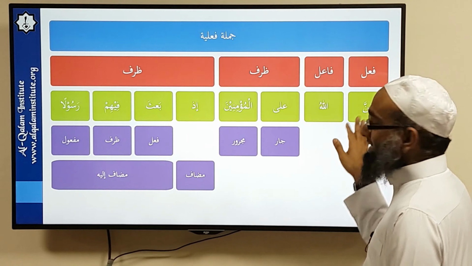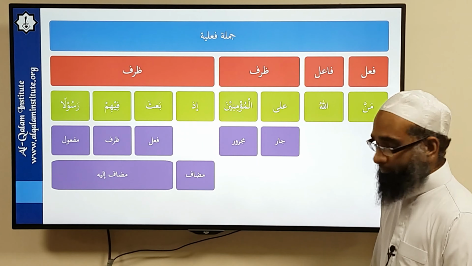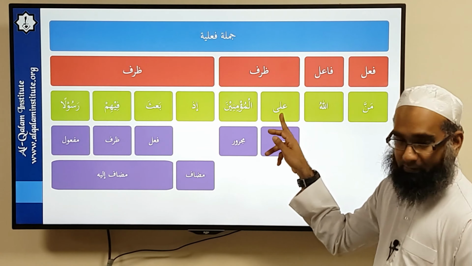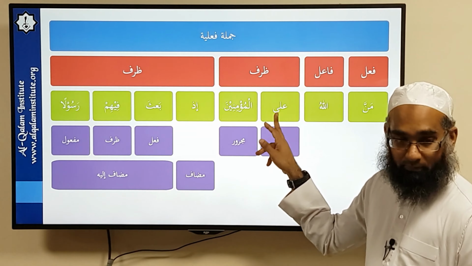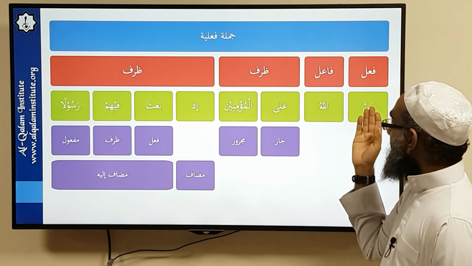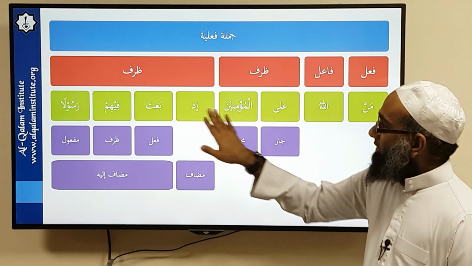Translation: manna, to favor, bestow. So Allah bestowed. Allah favored the believers, ala, on the believers. So Allah bestowed a favor. So Allah bestowed a favor upon the believers.